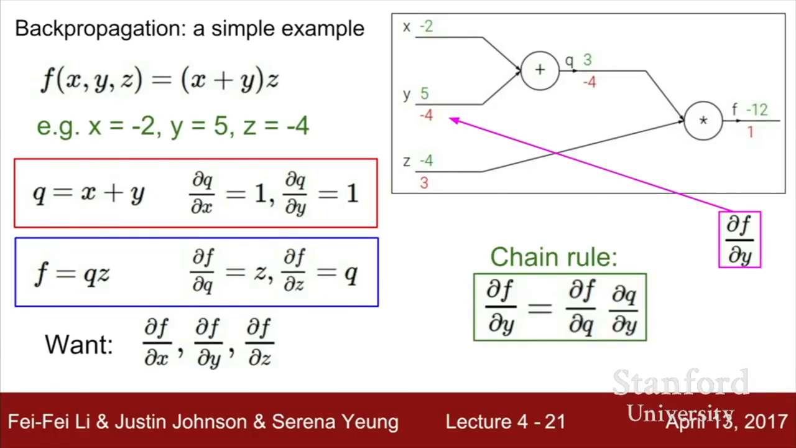This is the effect. What this is saying is, if I change y by a little bit, the effect of dq, the effect of y on q, is going to be 1, and then the effect of q on f is going to be approximately a factor of -4, right? So then we multiply these together, and we get that the effect of y on f is going to be -4.